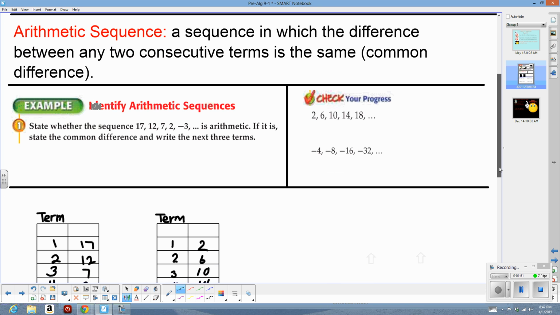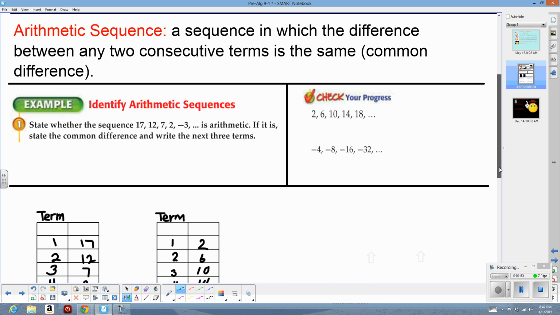In the first example, we are going to try to state whether or not a sequence is arithmetic, and if it is, give the common difference and write the next 3 terms. So as I look at this sequence, 17, 12, 7, 2, negative 3, to go from 17 to 12, the difference between those 2 terms is negative, 12 minus 17 is negative 5. It went down 5 to go from 17 to 12.